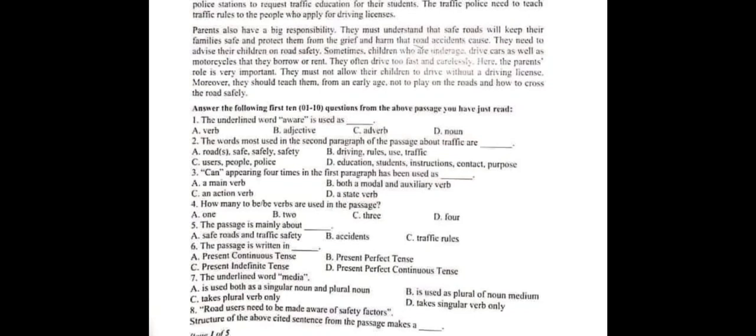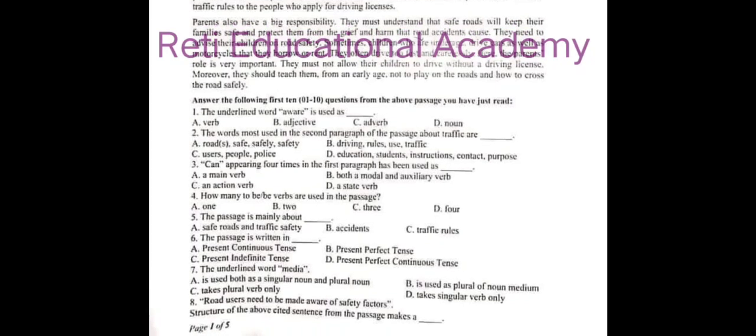The underlined word aware is used as A. verb, B. adjective, C. adverb, D. noun. And the correct answer is B, adjective. Number 2. The words most used in the second paragraph of the passage about traffic are A. Road, safely, safety. B. Driving rules, use, traffic. C. Users, people, police. D. Education, students, instructions, contact, purpose. And the correct answer is A. Road, roads, safely, safety.